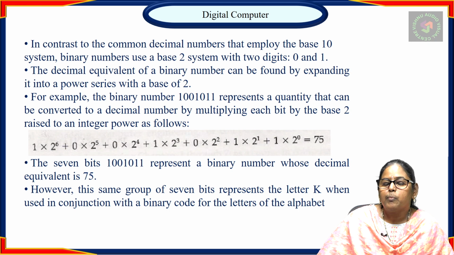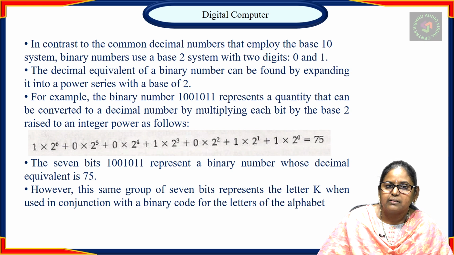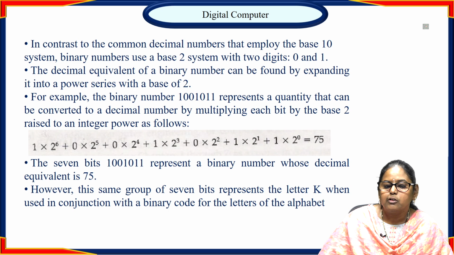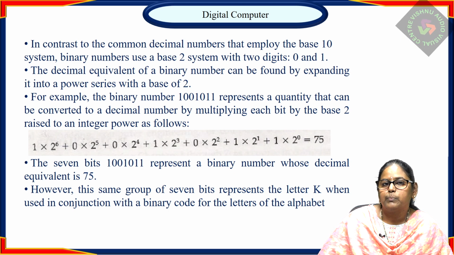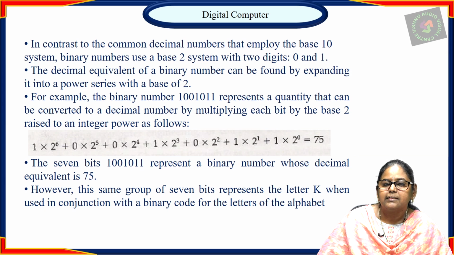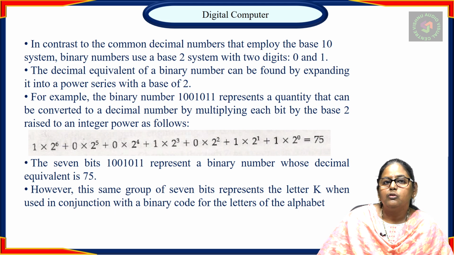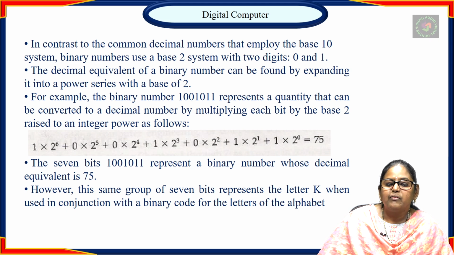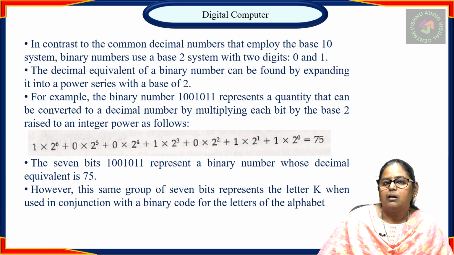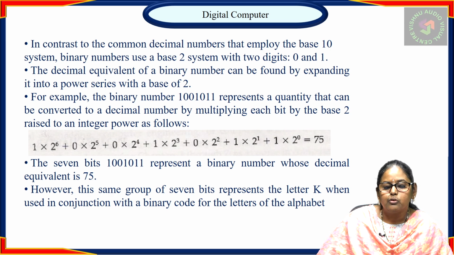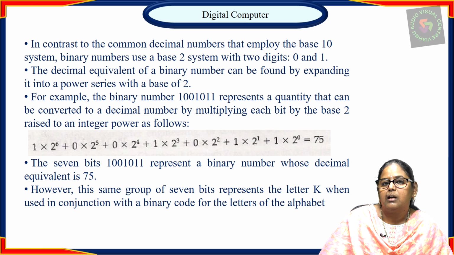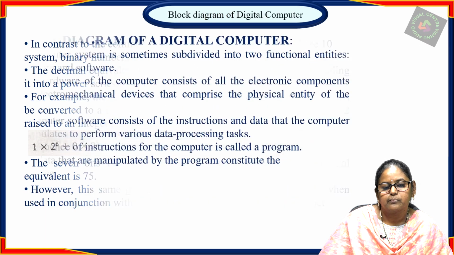Here the group of bits we are considering is nothing but 1001011. With this example, it not only represents the decimal value 75, but it also represents the capital letter K. We can say it is the ASCII value of the letter K. So the same group of 7 bits represents the capital letter K when we use it in conjunction with the binary code for the letters of the alphabet.